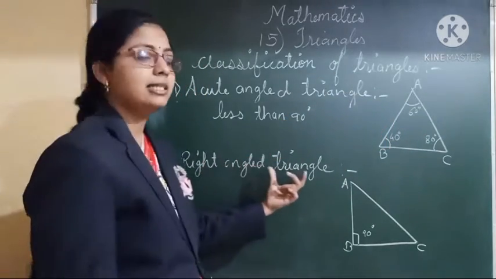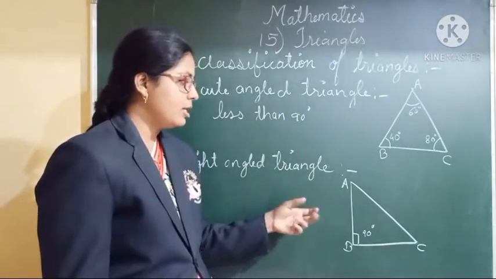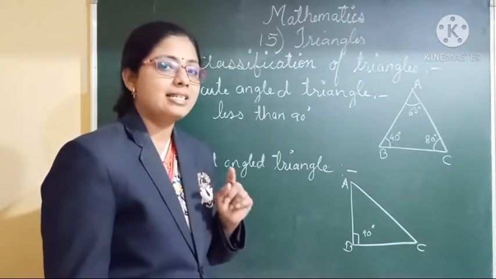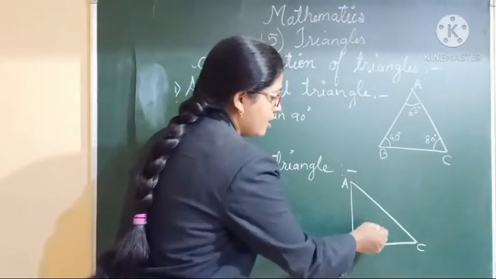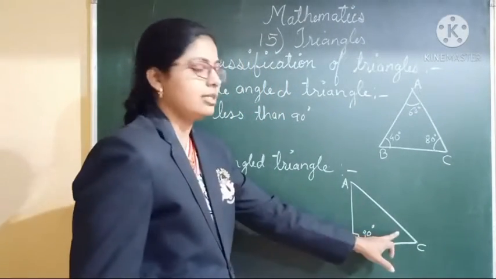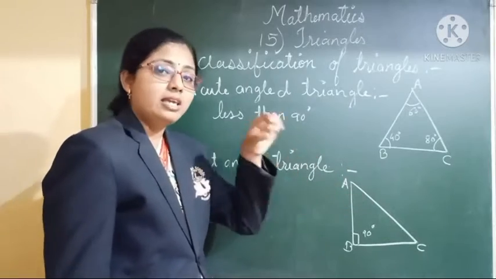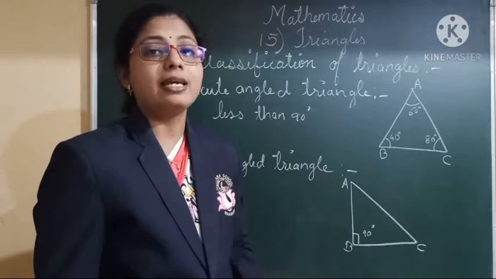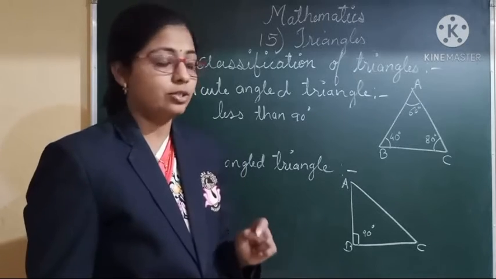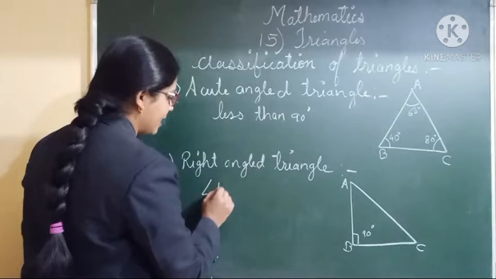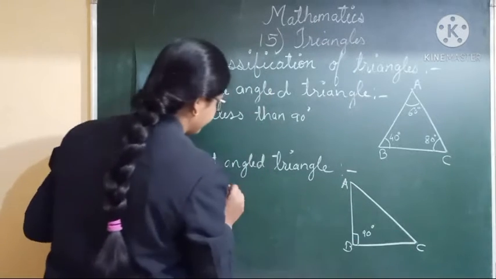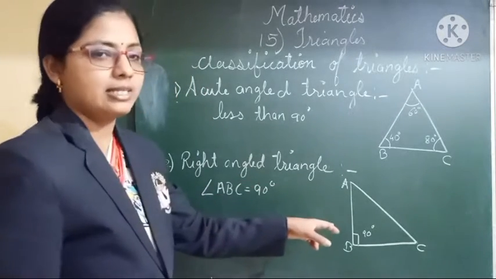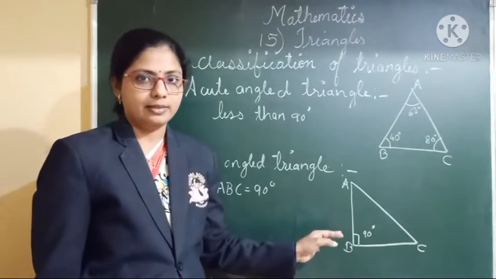Next is right angle triangle. Right angle triangle means what? You can see this figure carefully. In this figure, you will find one angle is 90 degree. Here you can see at this point, one angle is 90 degree. Other angles are different. Even if one angle is 90 degree, that triangle is known as a right angle triangle. So which is the angle formed here? Angle ABC equals 90 degree, right? So that is why it is known as a right angle triangle.